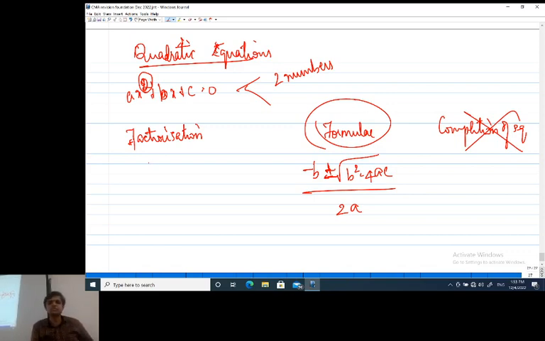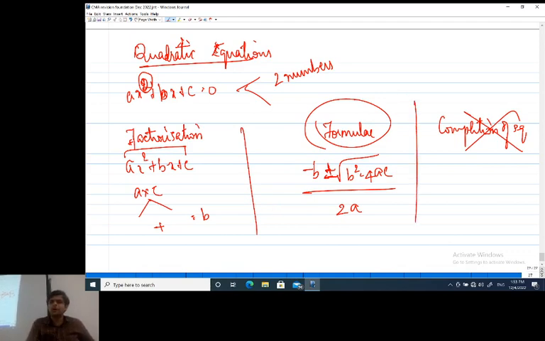Whereas in factorization, what do I do? Factorization of ax squared plus bx plus c: I multiply a and c and divide it into 2 factors such that they add up to b. Then I take common factors out and I find the factors. So these are the 2 predominant methods that you use.